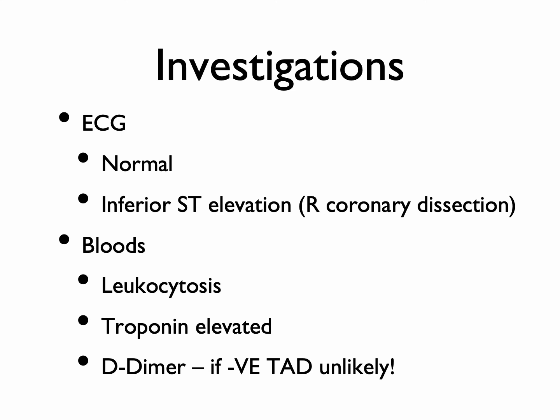Investigations that we can do: quite often these patients will just present with a normal ECG. If they've got inferior ST elevation, this can be because the right side of the heart is involved and they've got a right coronary artery dissection. On bloods, we'll generally notice that they'll have a mild leukocytosis, so maybe a small inflammatory marker rise. Troponin is often elevated in these patients. D-dimer is also elevated in thoracic aortic dissection. And if you've got a negative D-dimer, it's very unlikely that this patient will have an aortic dissection.